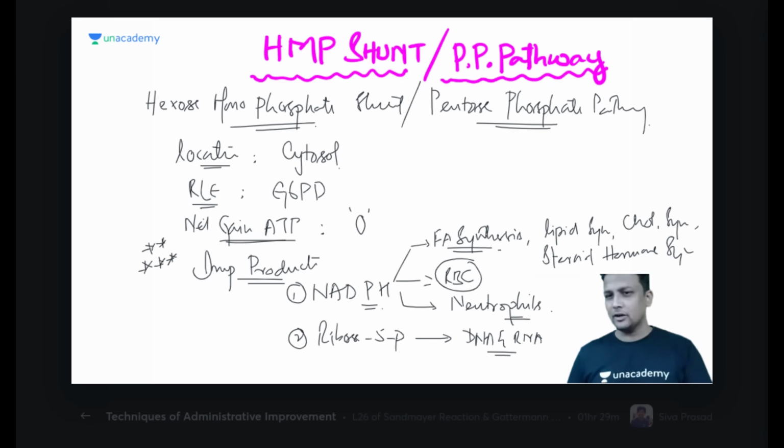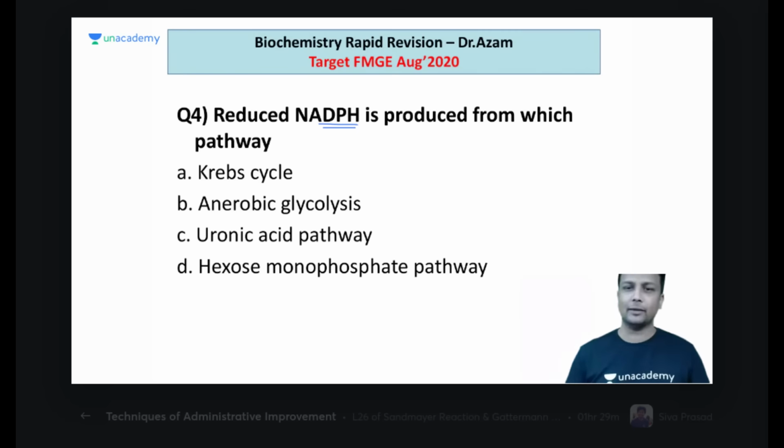Done, sir. Okay. So promise me in the morning of 31st August. Come on. HMP shunt is also known as the pentose phosphate pathway. Location, cytosol. Rate limiting enzyme, G6PD. Net gain of ATP, 0. There will be two important products obtained, guys. Lovely. You are going to learn this or revise this and go to the exam, guys.